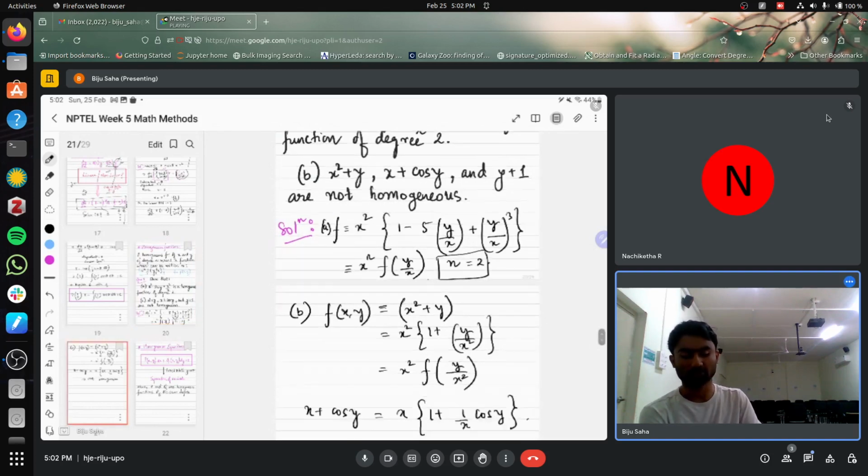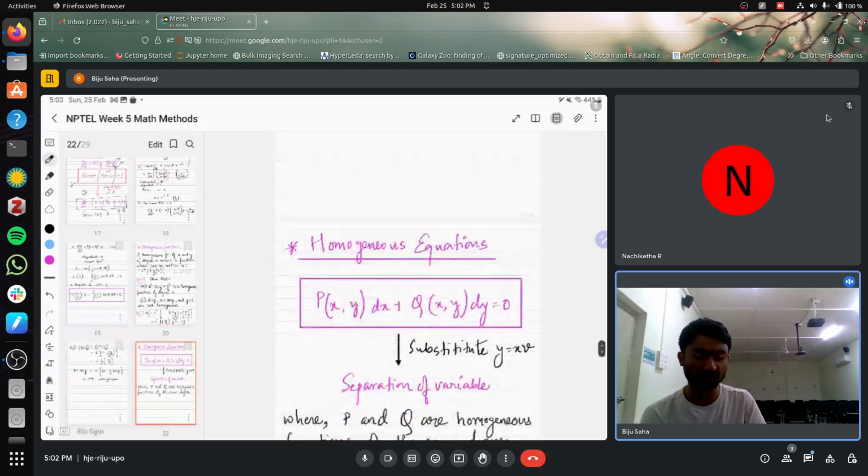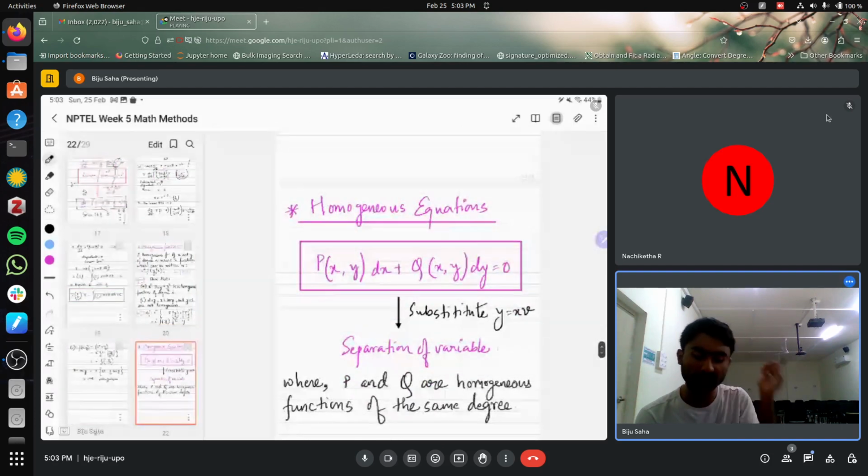So we have learned about the homogeneous function. Now, if the coefficients that appear in the differential equation turn out to be homogeneous functions, there is an easy and quick method to solve it.